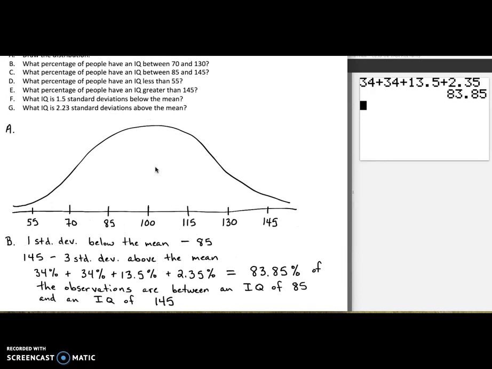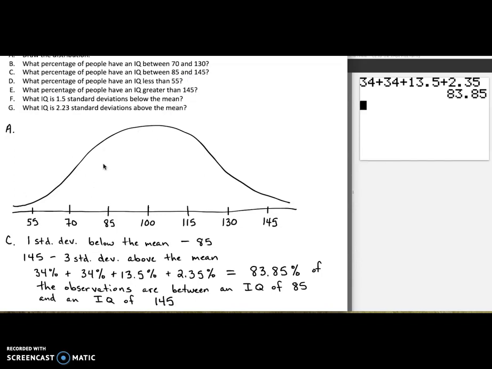Let's go see what problem C says. Oh, that was problem C. My mistake. So let's relabel that as problem C. And we'll go back and do B.